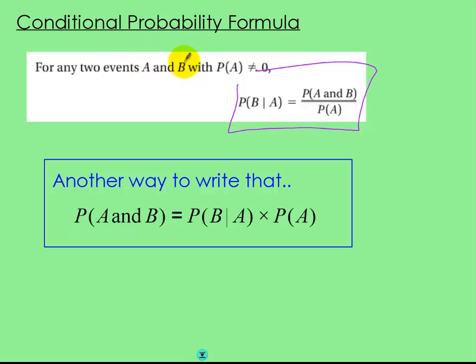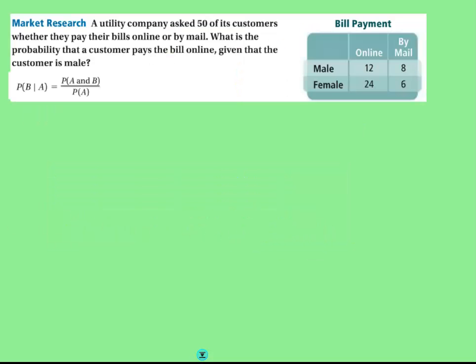For any two events, A and B, the probability of B given A is going to be the probability of A and B divided by the probability of A. Another way to write that, sometimes we want to use the conditional probability to figure out the probability of two events happening, A and B. Multiplying by the probability of A on both sides, we get the probability of A and B equals the probability of B given A times the probability of A. So we might use that formula.